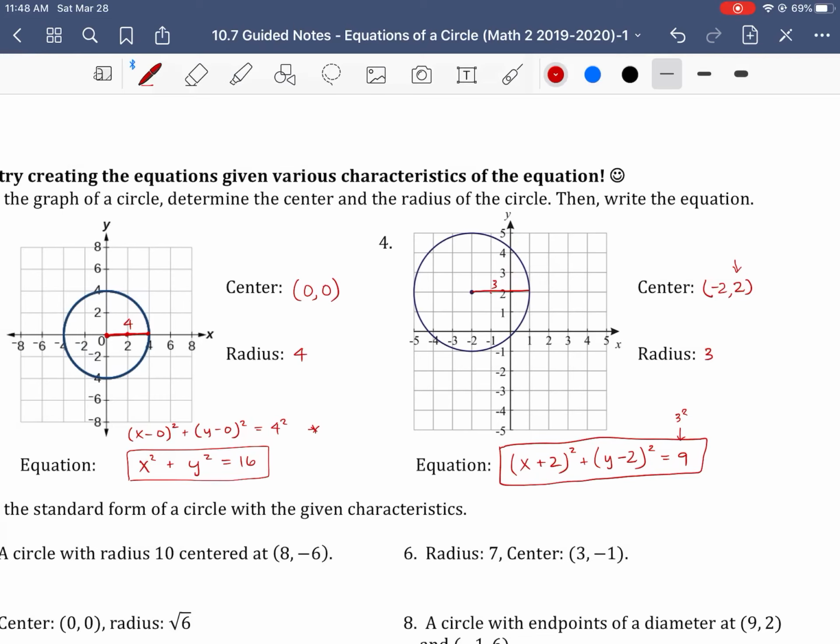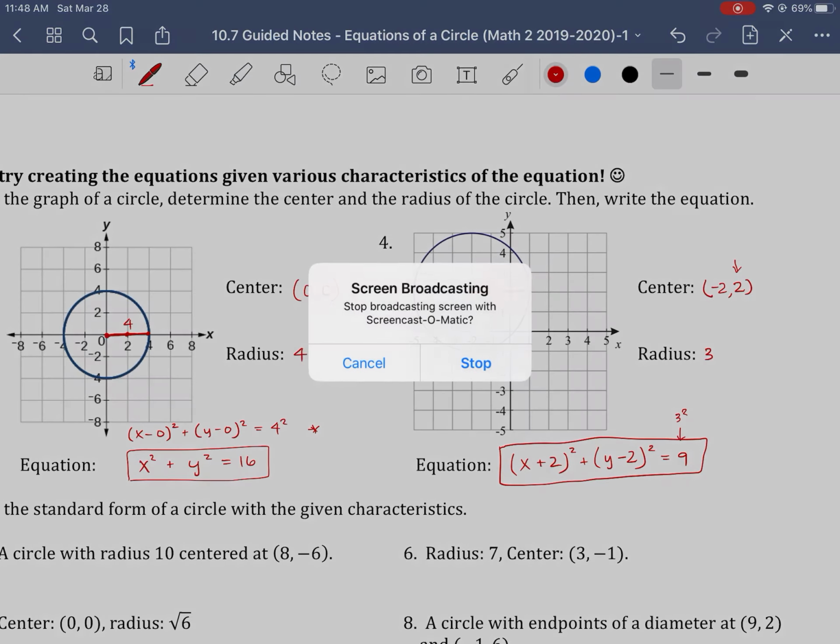Okay, that's the basics of building a circle equation and graphing a circle. In the next video, we'll talk a little bit more about how to do that algebraically when you're given different parts.